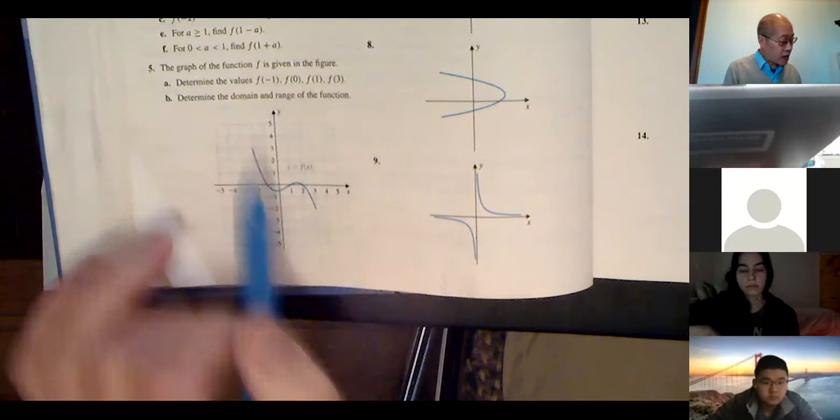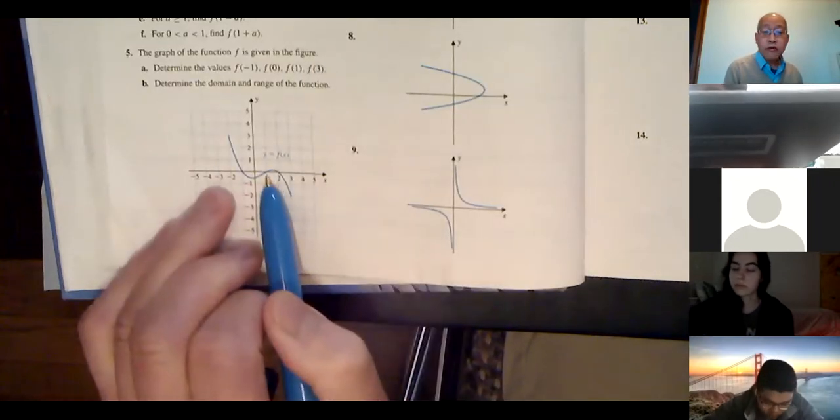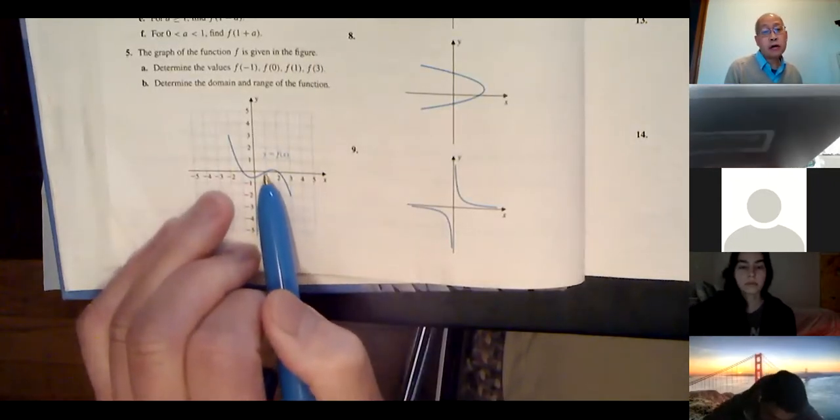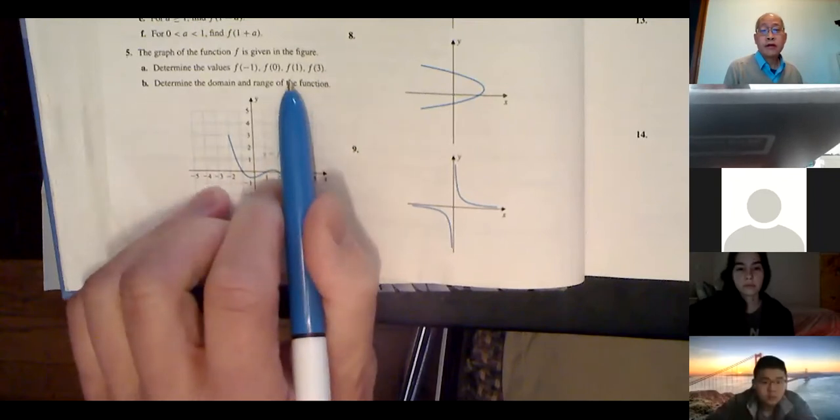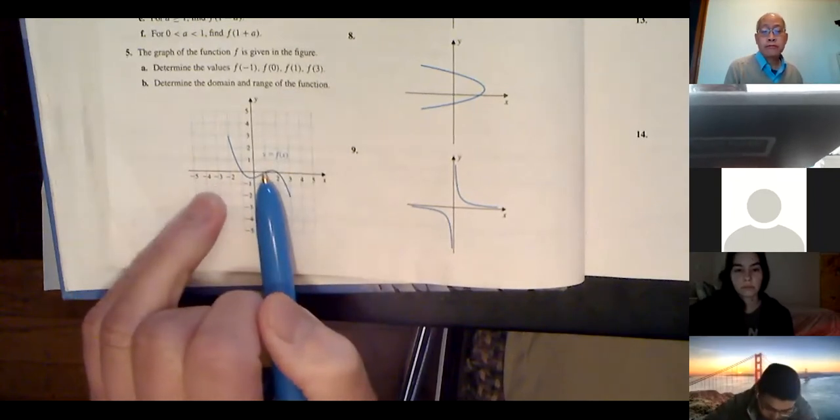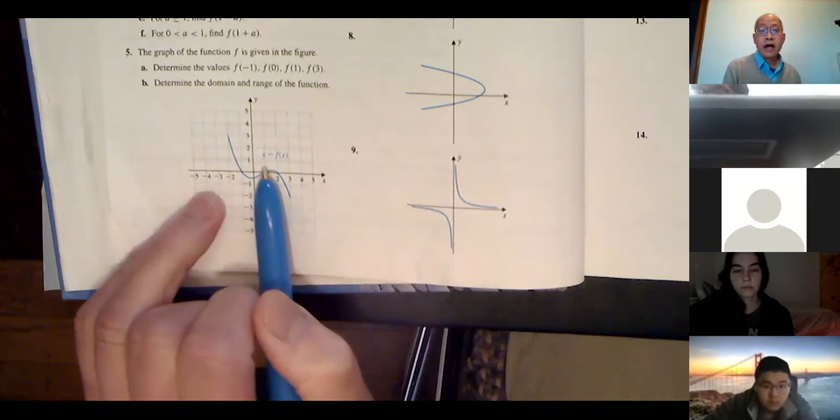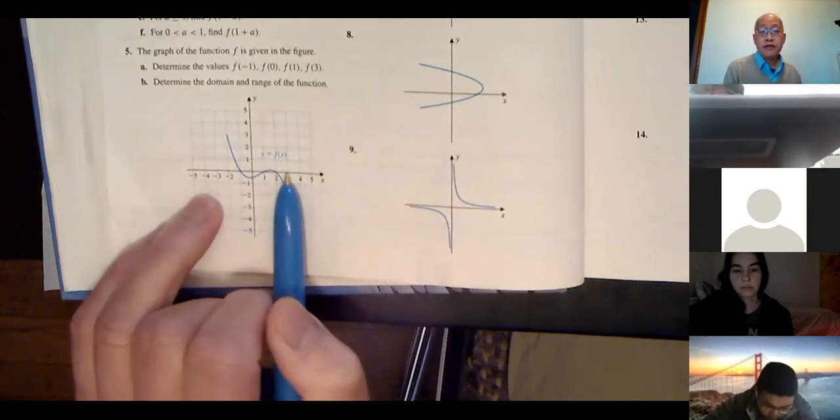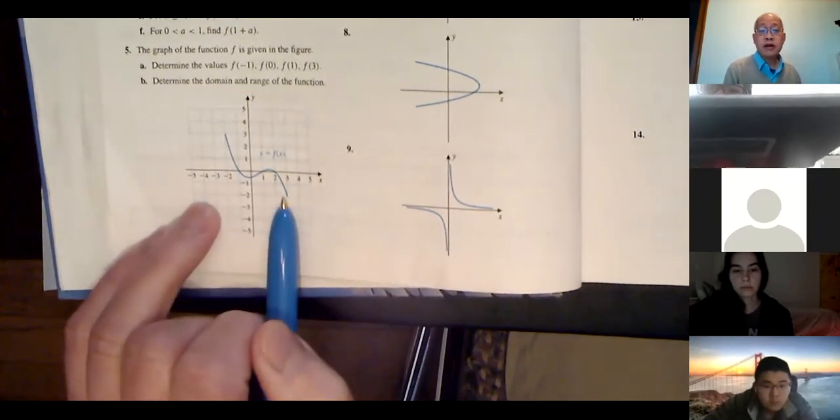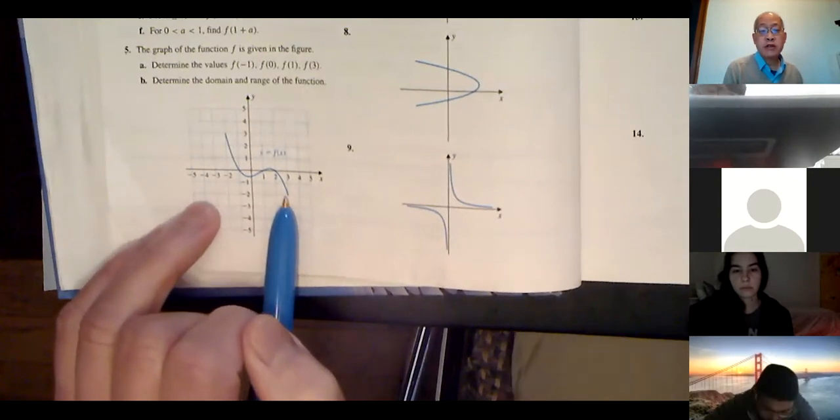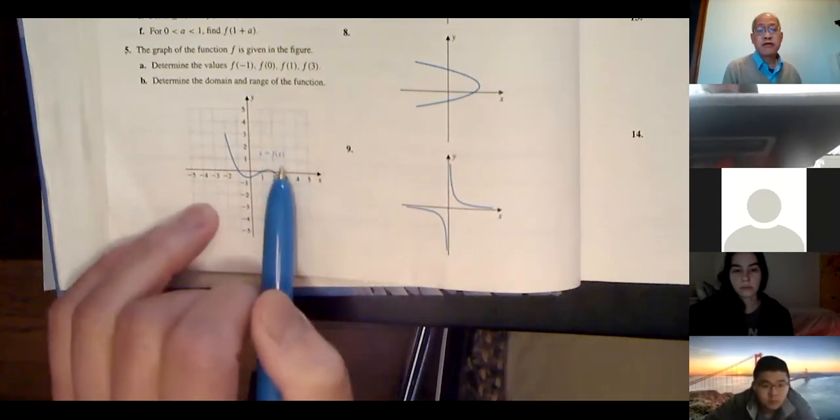Okay, then it asks for f of 1. f of 1 looks like it's 0. So f of 1, the third one, should be 0. And then f of 3 is down here. So where's here? Looks like it's -2. So the answer to the last one is -2.